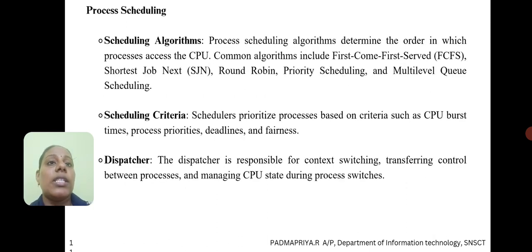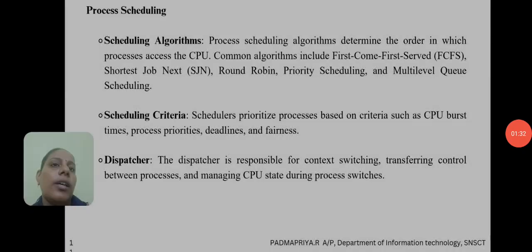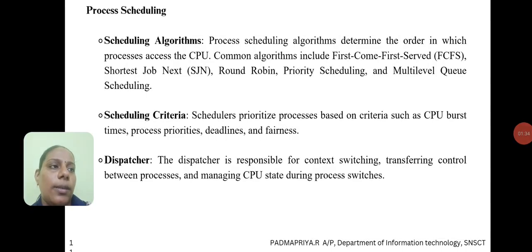Next, process scheduling. In process scheduling, algorithms are used to determine the order in which processes access the CPU. Common algorithms include first come first served, shortest job next, round robin, priority scheduling, and multi level queue scheduling. These are the process scheduling algorithms used to allocate the CPU to each process by different methods.